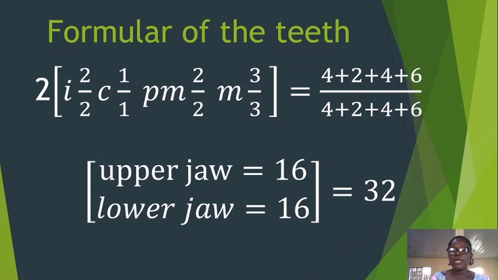The line separating the two numbers up and down represents the upper and the lower jaw. So if you add 4, 2, 4, and 6, it gives you 16, which means the upper jaw has about 16 teeth. The same thing is applicable to the lower jaw, which is also 16. If you add all of them together, it will give you 32 teeth. So this formula represents the adult teeth, which is 32 in number. I hope you understand.